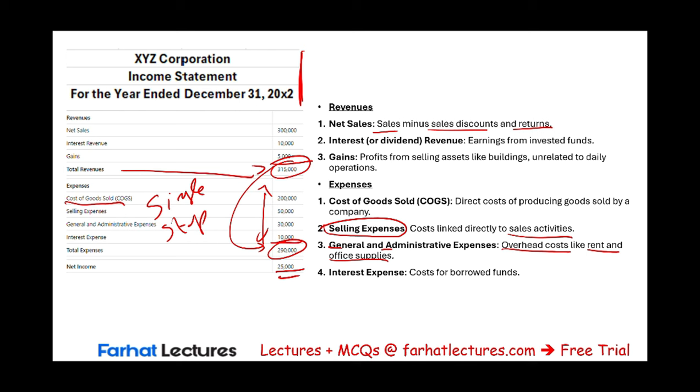The next thing we're going to look at is the multiple step income statement. And you're going to see the difference. We're going to take the same information and rearrange it in a way that's going to give the user more information about the company, the operational performance of the company. How so? Let's take a look at the same income statement in a multiple step format.